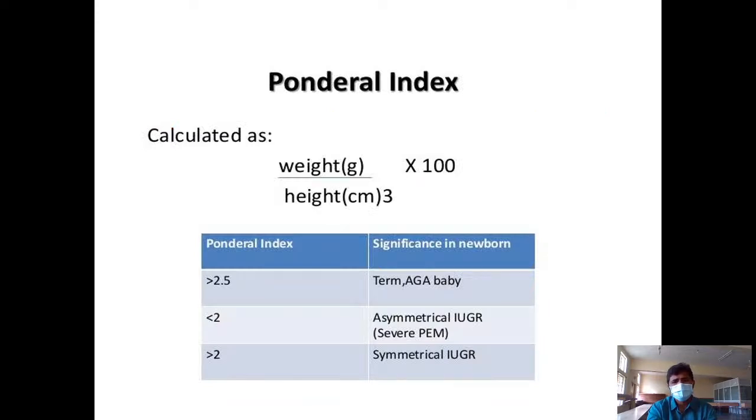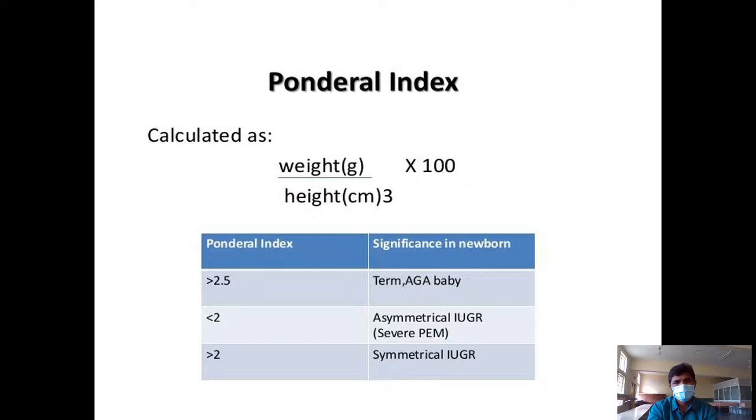IUGR babies are further classified into asymmetrical IUGR and symmetrical IUGR based on the Ponderal index. The formula for calculating the Ponderal index is weight in grams divided by height in centimeters cubed, multiplied by 100. Normally in term AGA babies, the Ponderal index will be more than 2.5. For asymmetrical IUGR, the value remains less than 2, and for symmetrical IUGR the value remains more than 2.